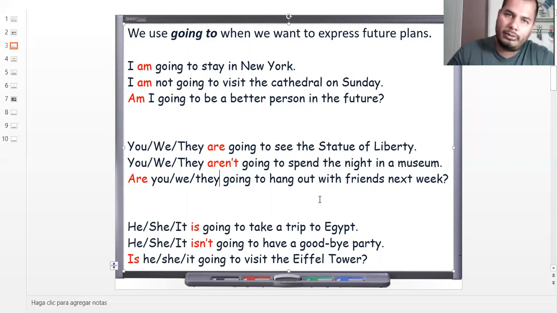Okay, something important. Maybe you are familiar with gonna, okay? And gonna is an informal way to say going to. So it's more common that a native English speaker can tell you, I'm gonna go, or I'm gonna hang out, I'm gonna call, I'm gonna visit, I'm gonna stay in New York. Like they usually contract going to, okay? But you can say going to.